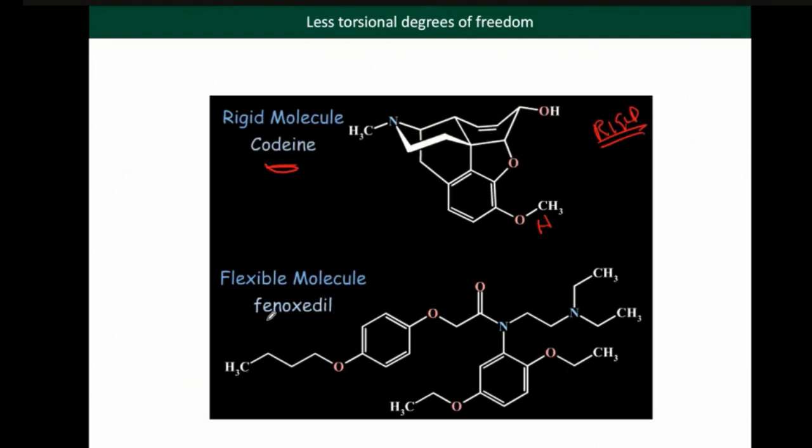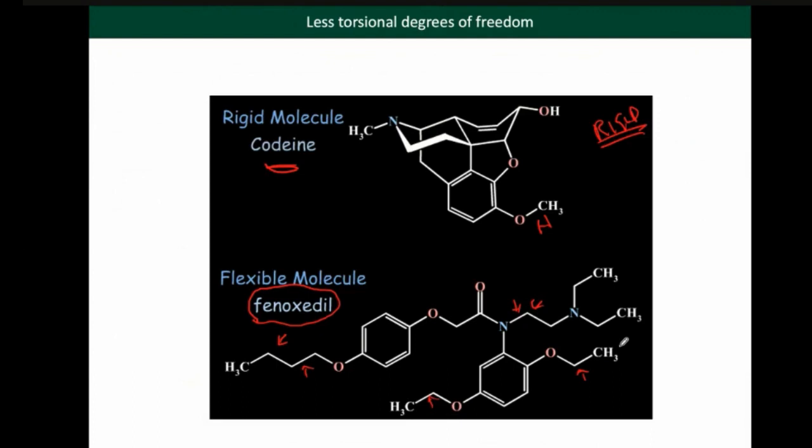But if you take phenoxidyl, it's another drug molecule. So this is a highly flexible molecule. How do you say it is highly flexible? Because there are more and more rotatable bonds present. So if any molecule has more rotatable bonds, then obviously it can be present in many conformations, right? So the molecule is highly flexible.